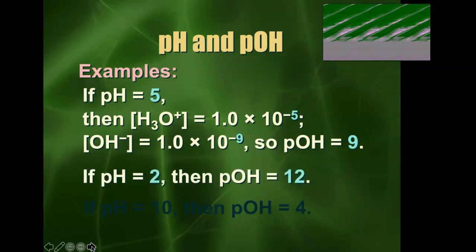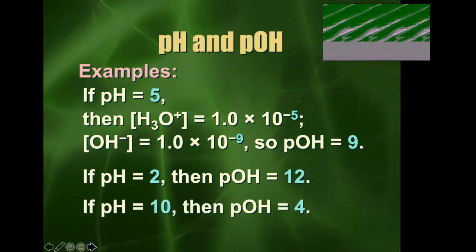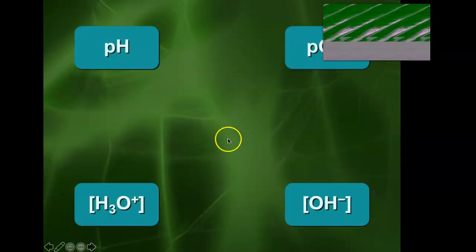So let's try this. If the pH equals 2, the pOH equals 12. 14 minus 2 is 12. What about if the pH is 10? The pOH is 4. So you're going to have some practice with this interrelatedness, just like you see on this diagram here.